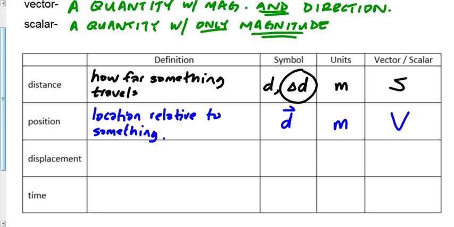2 meters north of the wall. Is that a position or is that a distance? 2 meters north of the wall. Position. That's where I am, right? That's a location. It's not how far I've gone. 2 meters north of the wall.